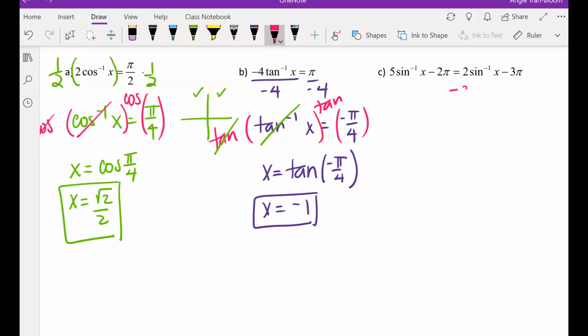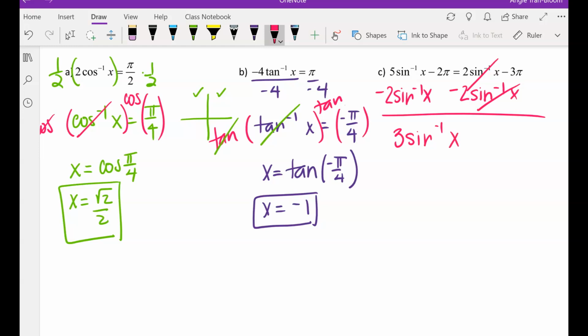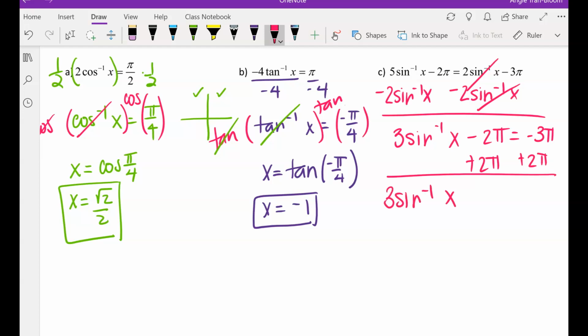So can I subtract -2 sine inverse from both sides? Yep, okay. So those are going to cancel on the right. On the left-hand side, Wes, what do you have left? 3 sine inverse of x. Very good. Minus 2 pi. Very good. Now we're going to add 2 pi to each side. So 3 times sine inverse of x equals -3 pi and a positive 2 pi.